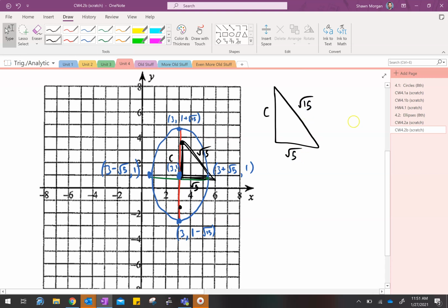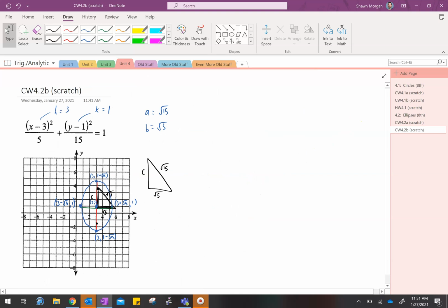Okay, now thankfully I gave you guys a shortcut, and if you paid attention in class, you already are probably thinking along those same lines, but remember, your shortcut just says take the bigger denominator, subtract the smaller denominator, and take the square root of the result. So in other words, 15 minus 5 equals 10. So I know my c value is going to be the square root of 10.